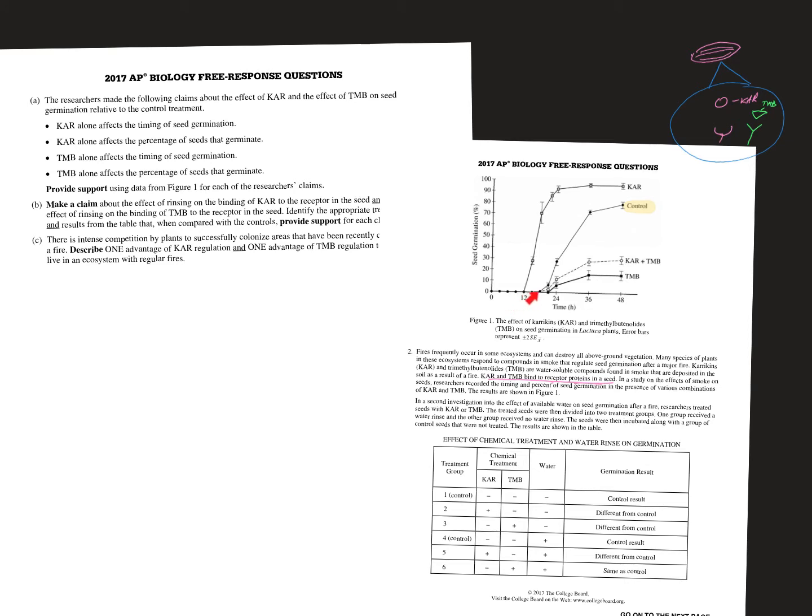So it looks like the control group started germinating at 18 hours, and the KAR group started at 12 hours. That's what I would explain here, and I would explain that difference for each one of those.